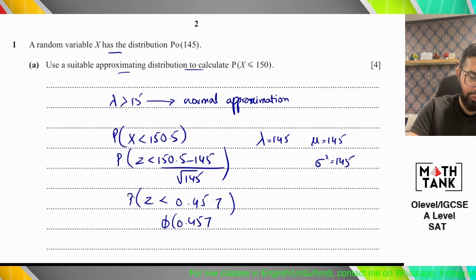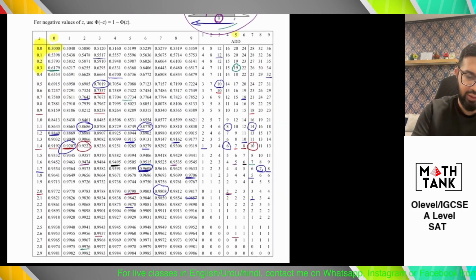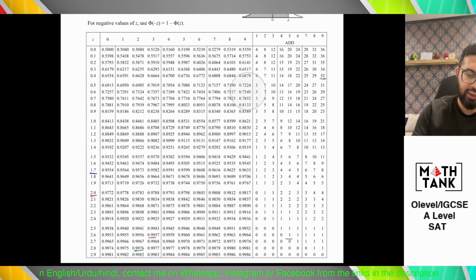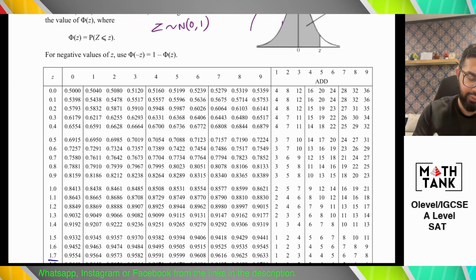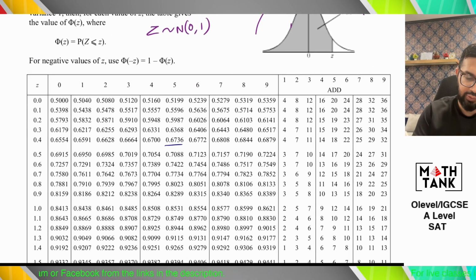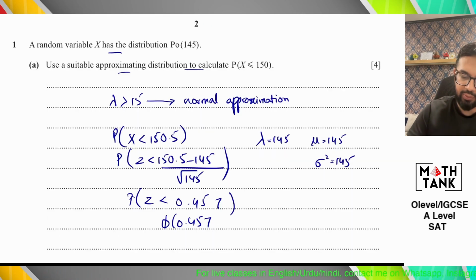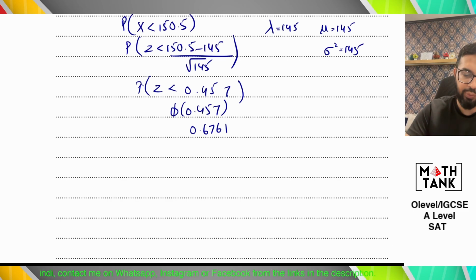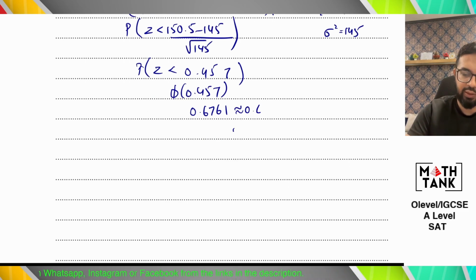Let me check the value for 0.457. I think I should erase some of these things now so that I can see clearly. The probability is 0.676, which rounds off to 0.676.